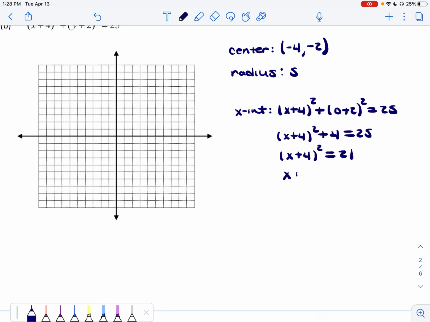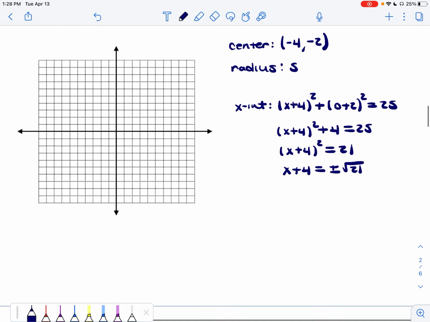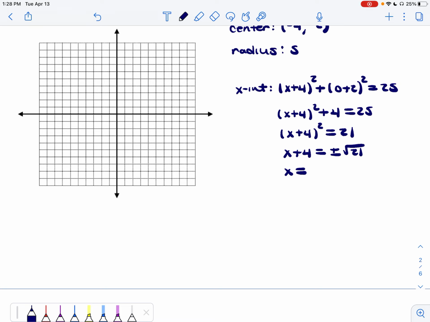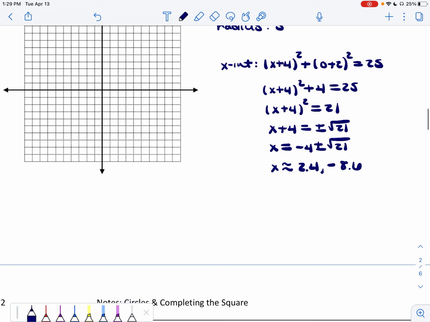Take the square root of both sides. So x plus 4 is equal to plus or minus the square root of 21. And then if we subtract the 4 over, negative 4 plus or minus the square root of 21. So our x, if we plug these in, negative 4 plus the square root of 21 gives us 2.4. And then negative 4 minus the square root of 21 gives us negative 8.6. Okay, and then y-intercepts.